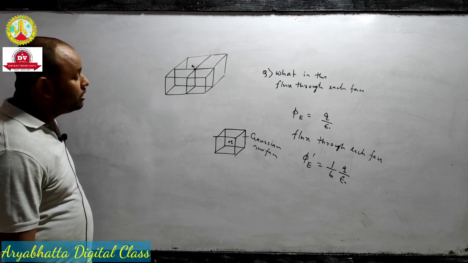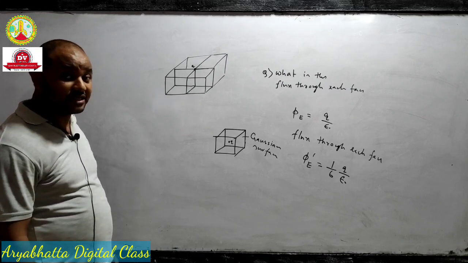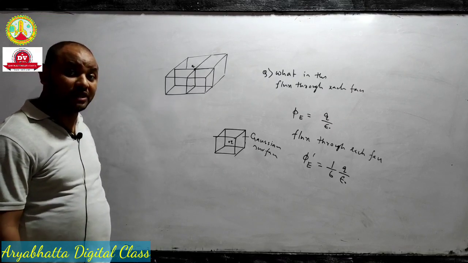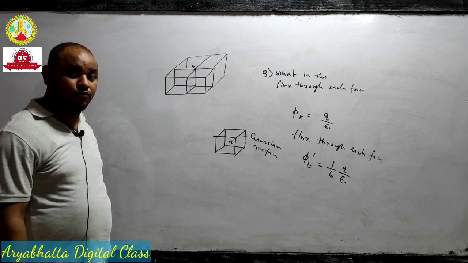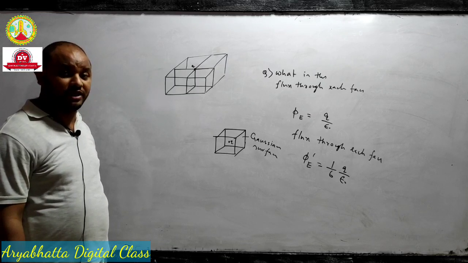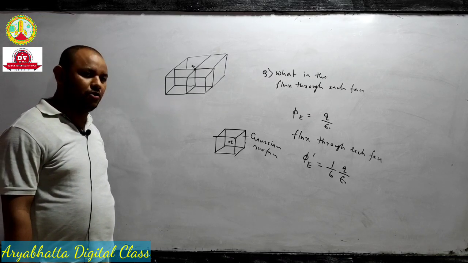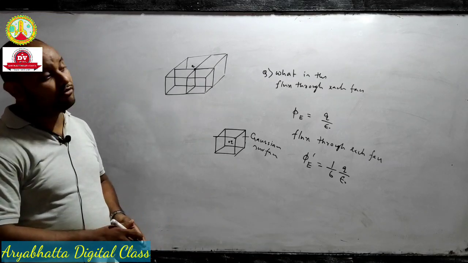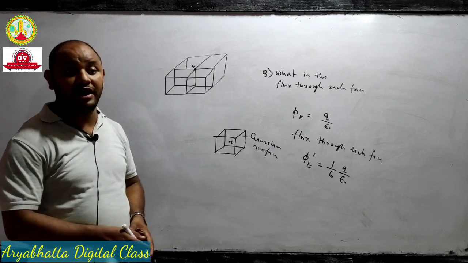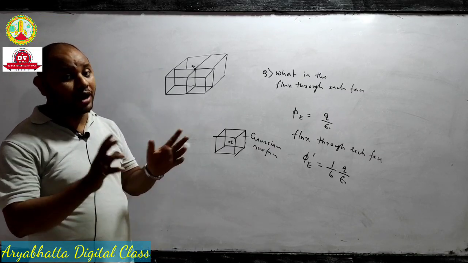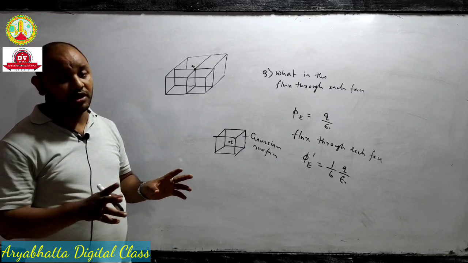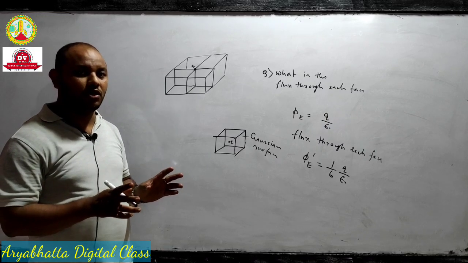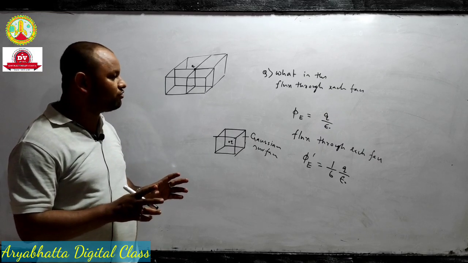But here the charge is on the vertices. As the charge is on the vertices, the electric field lines will pass through 3 surfaces for 1 cube. For 3 surfaces the electric field lines will be parallel, and for 3 surfaces the electric field lines will cross. That is why, for 1 cube there are 6 faces, but out of 6 faces there will be flux only through 3 faces.